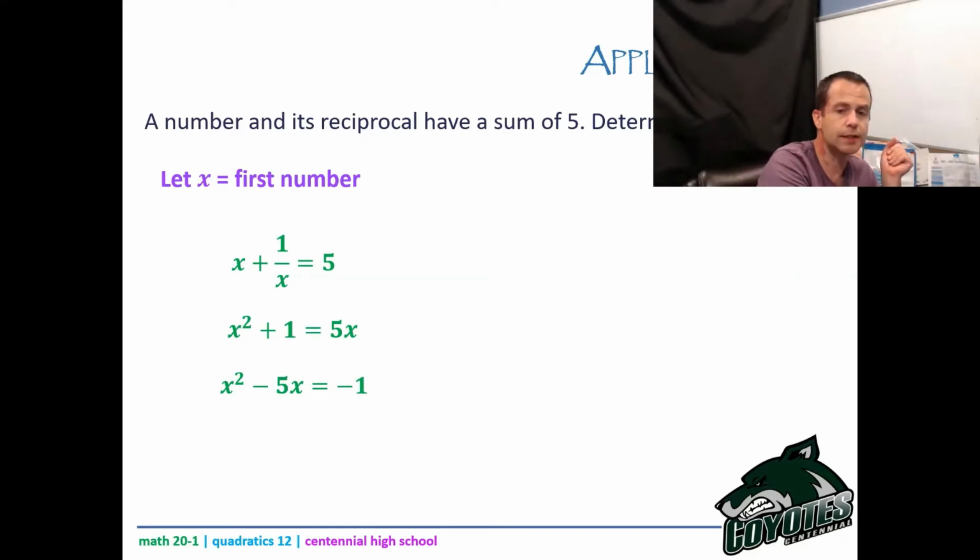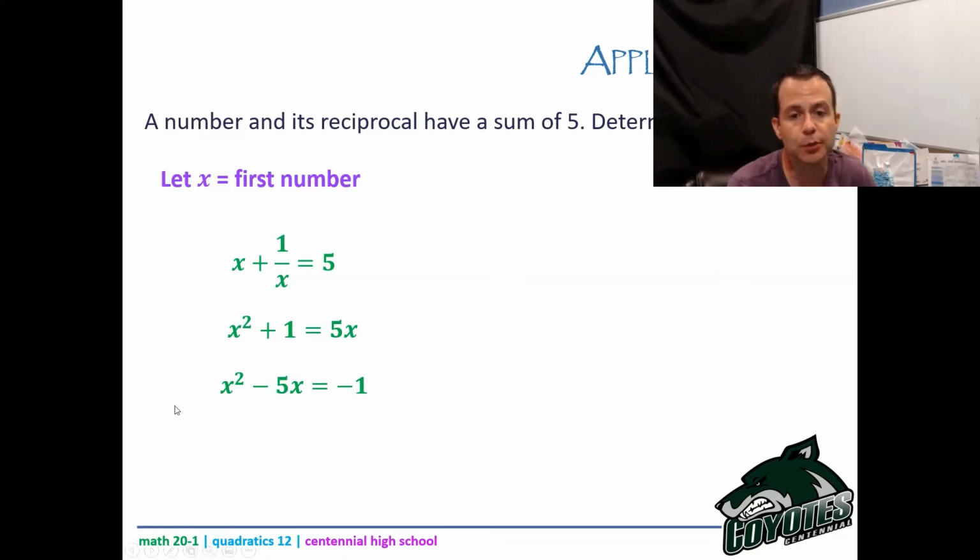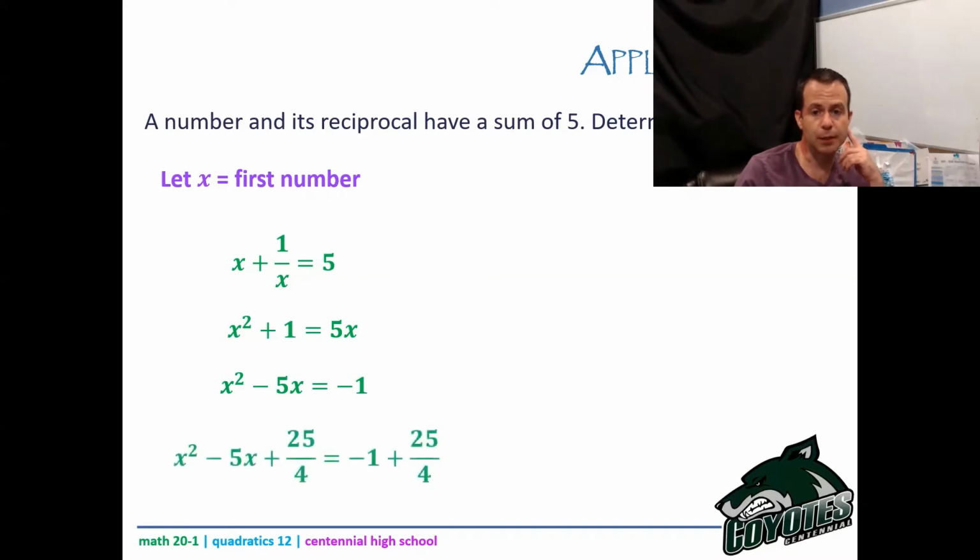So I want to add in a number here. What do I need to add in? It's half of 5. Well, half of negative 5 is negative 5 over 2. And then I want to square that. So that's 25 over 4. You square the top, square the bottom. Okay, so 5 squared is 25, 2 squared is 4. So I'm going to add 25 over 4 to both sides of my equation.